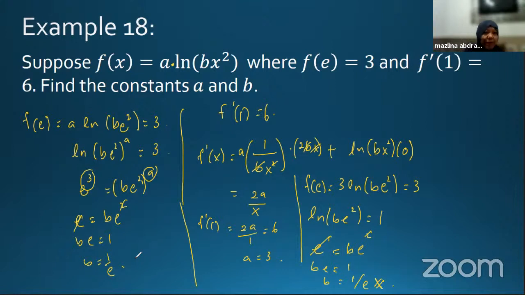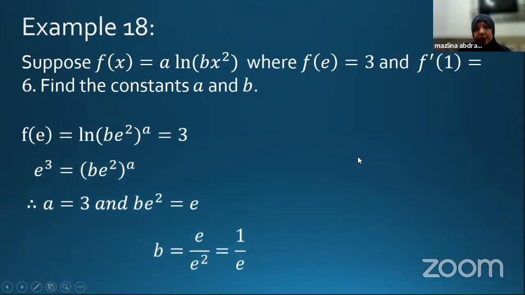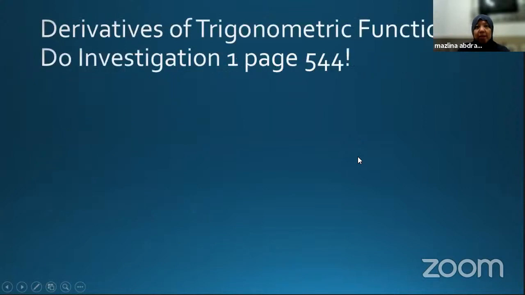Okay, so practice ya, practice. Okay, I guess I have one more question for you before we end the class. Just take the picture and try ya. So this is the answer just now. Okay. Tak ada soalan, tapi homework. Investigation 1, page 544. Alright, okay. So we'll continue next class with this investigation 544. We want to see the derivative of trigonometric function. Okay. Alright, class. So I guess that's all for today.